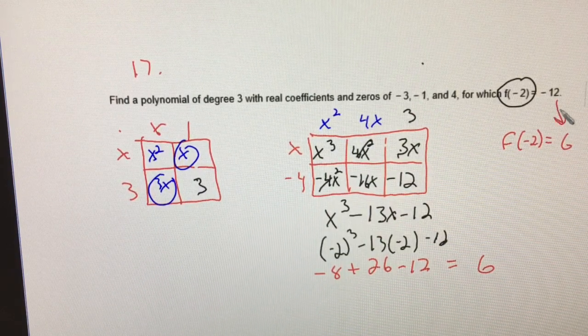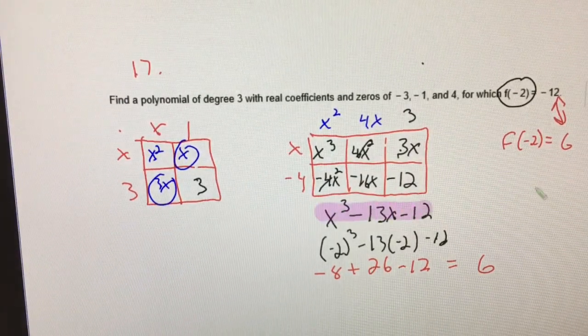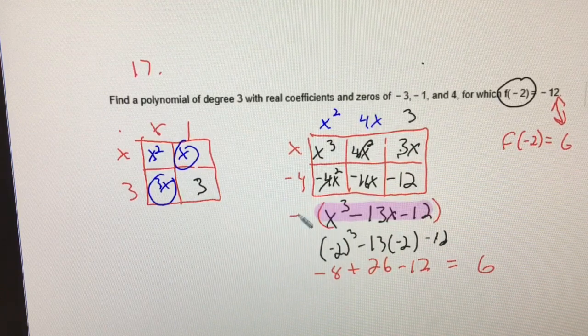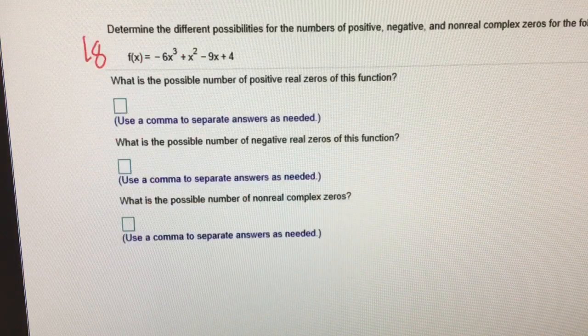But they want it to equal negative 12. So what do I have to do to 6 to make it equal to negative 12? Multiply it by negative 2. So I'm going to take this and multiply that by the negative 2. So it's going to equal negative 2x cubed plus 26x plus 24. And that's the polynomial that I was looking for.